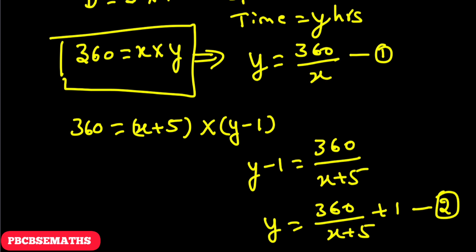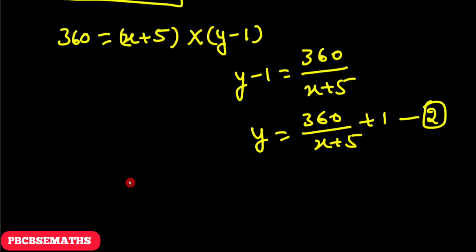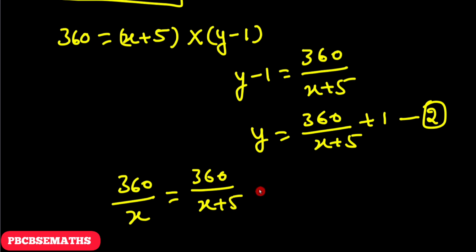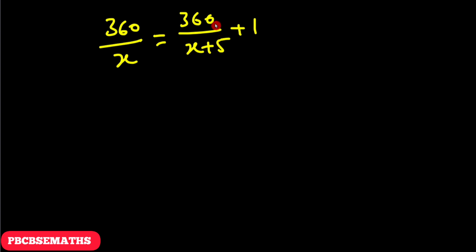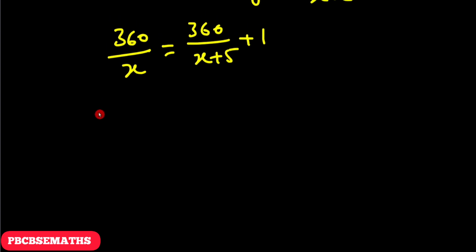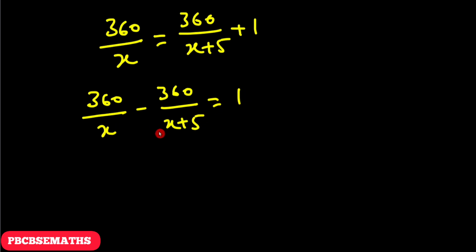In equation 1 and equation 2 we have 360 by x equals y, and 360 divided by x plus 5, plus 1 is also equal to y. So we can equate these two RHS. By doing that we can write 360 by x equals 360 divided by x plus 5, plus 1. Now let's shift this 360 divided by x plus 5 to the other side of the equal. Then we have 360 by x minus 360 divided by x plus 5 equals 1. Let's simplify this one. Here we need to multiply by x plus 5, and here we should multiply by x.